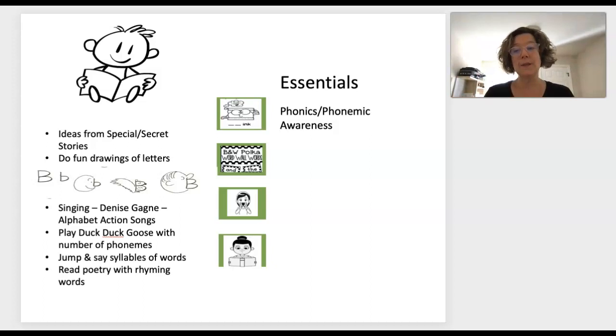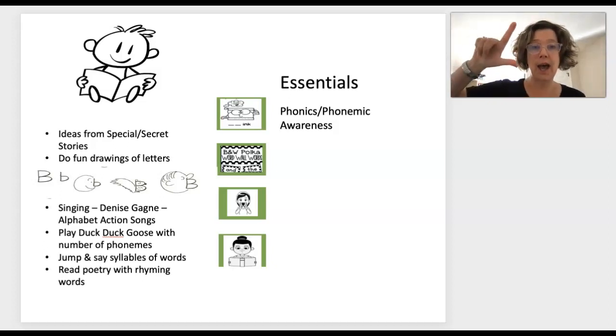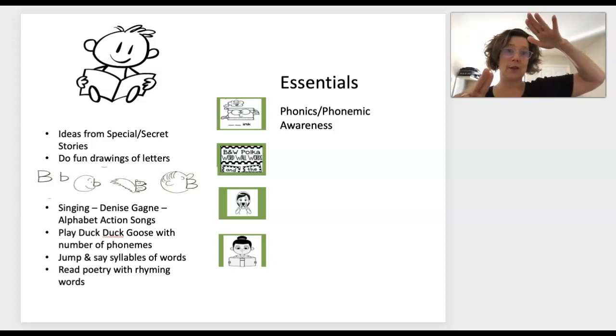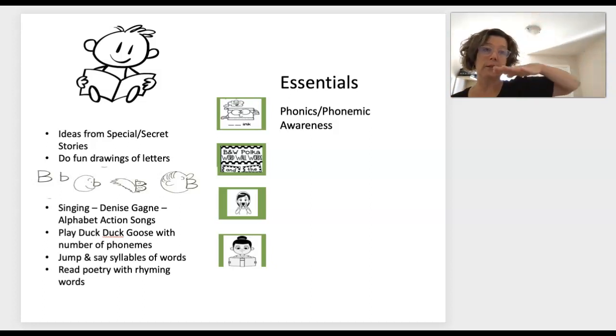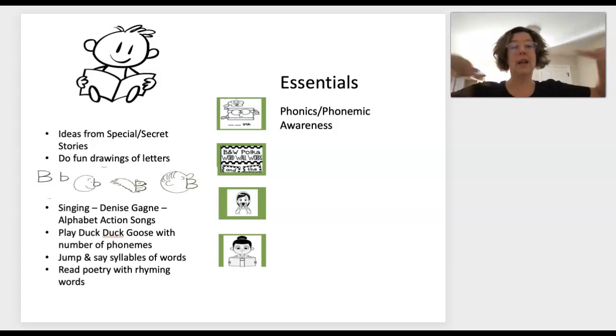So you could do some singing, and you could grab some of the resources out of Denise's particular resource. You can play something like Duck, Duck, Goose with the number of phonemes. As a group, you're sitting in a circle and you say, okay, let's go through the phonemes of cat: k, a, t. Then the child walks around the circle playing Duck, Duck, Goose: k, a, and then they run.